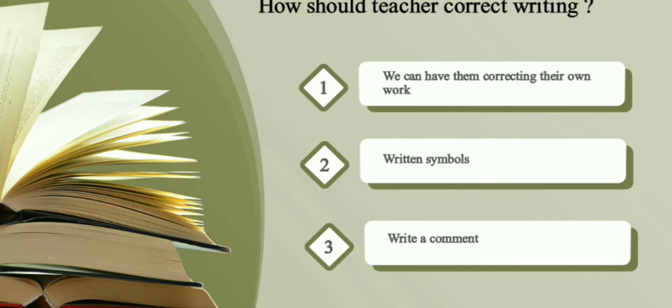Next is write a comment. However many mistakes you may want to identify, it is always worth writing a comment at the end of a piece of written work. Anything from "well done" to "this is a good story, but you must look again at your use of past tense."